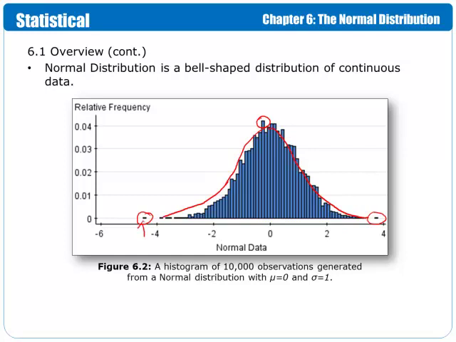You can also see here some values that are actually beyond 3 standard deviations. This one is even beyond 4 standard deviations from the center. So there is potential for values to be beyond plus and minus 3 standard deviations, but you can see that the bulk of the data are within plus and minus 3 standard deviations of the mean.